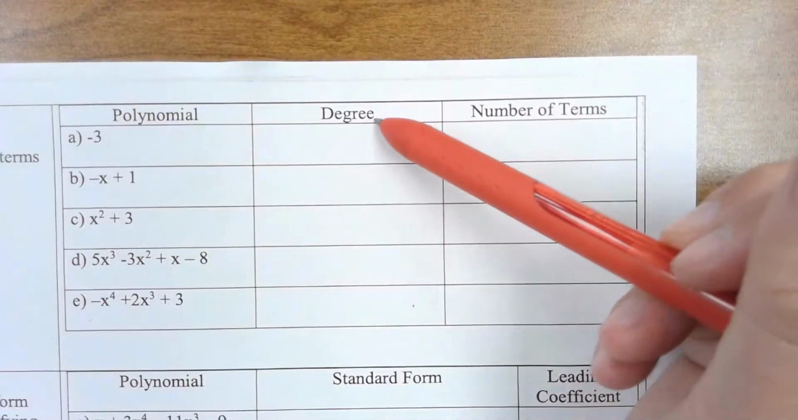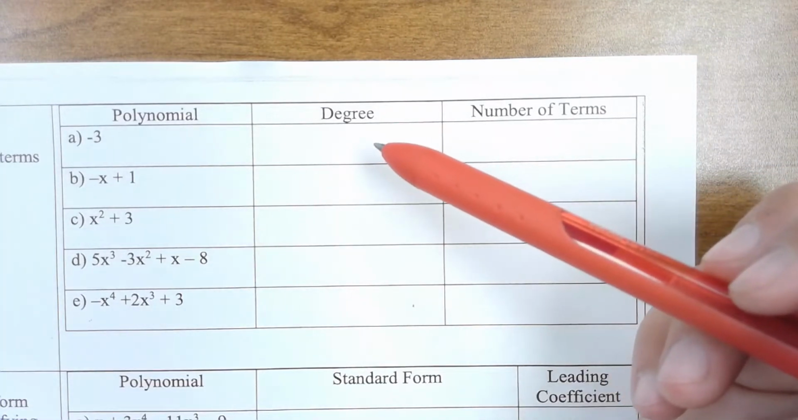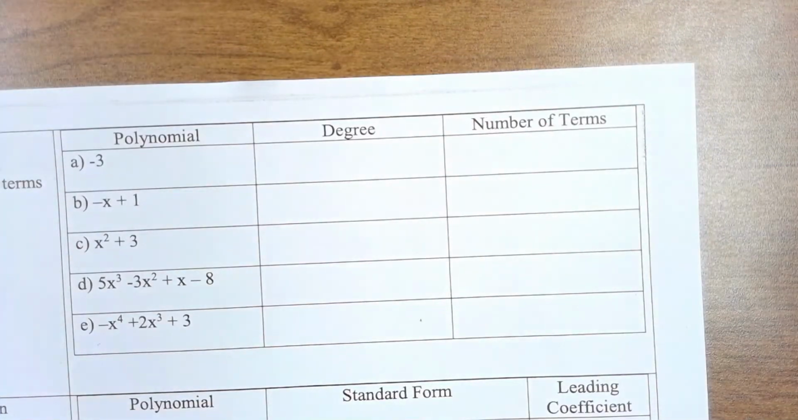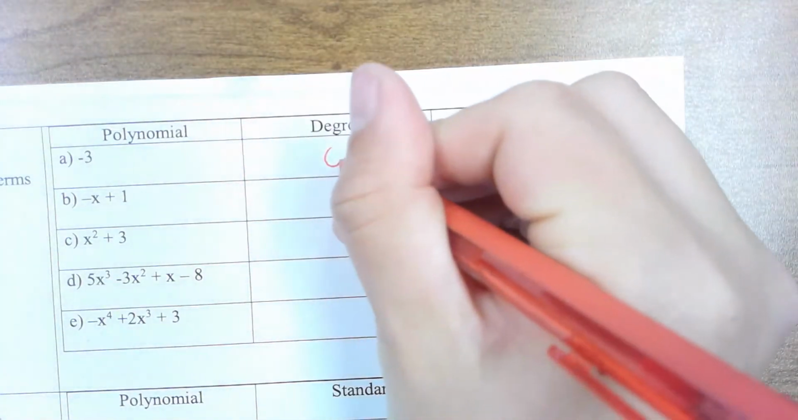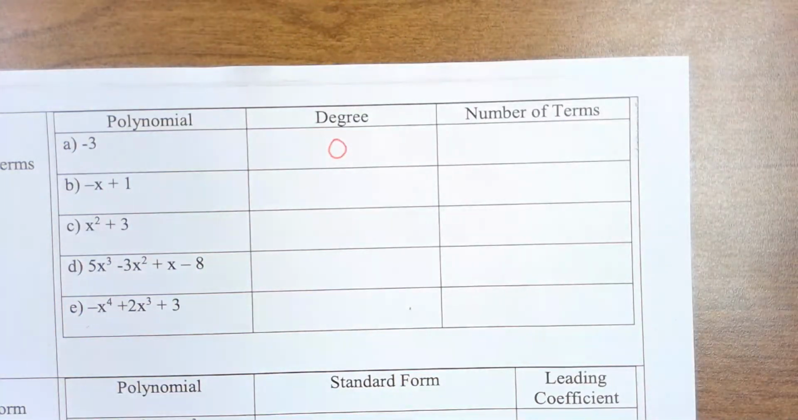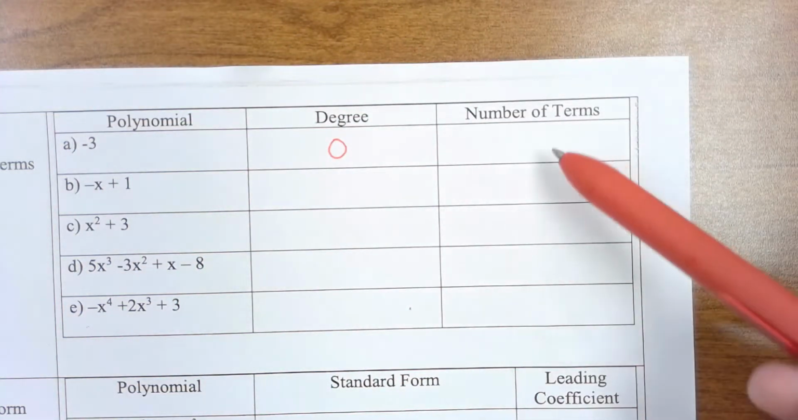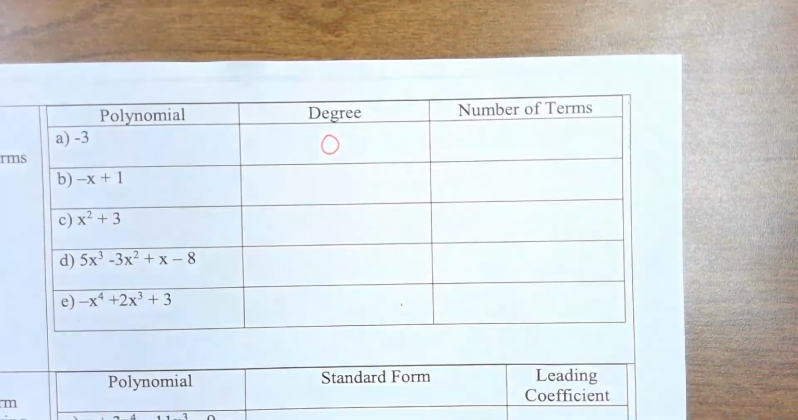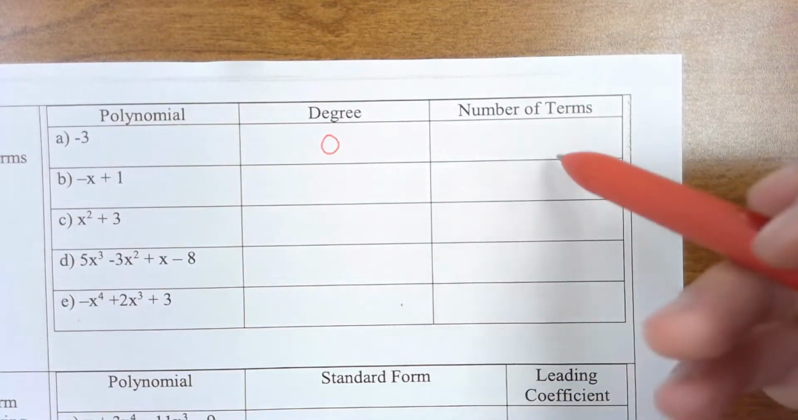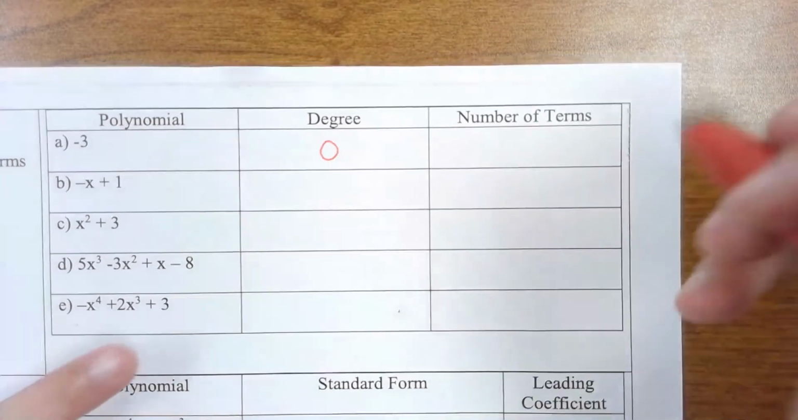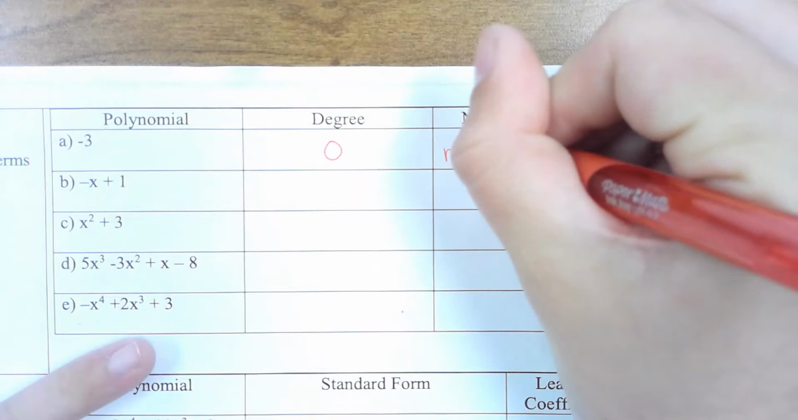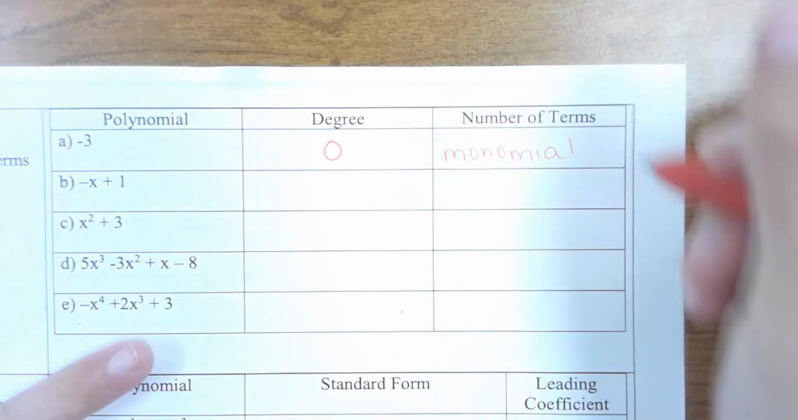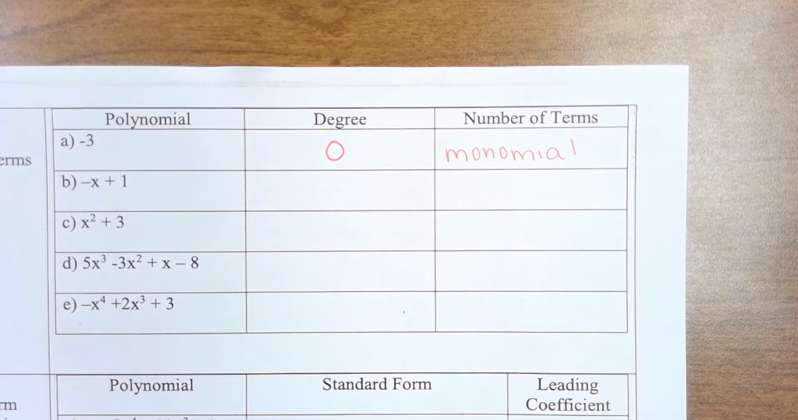Remember, degree means the exponents within our polynomial. As you can see, negative 3 is just a constant. It does not have any exponents, so it would have a 0 degree. And for number of terms, negative 3 is just one term. So instead of just writing 1 for number of terms, we know that this is a monomial. If it has one term, we say it's a monomial.